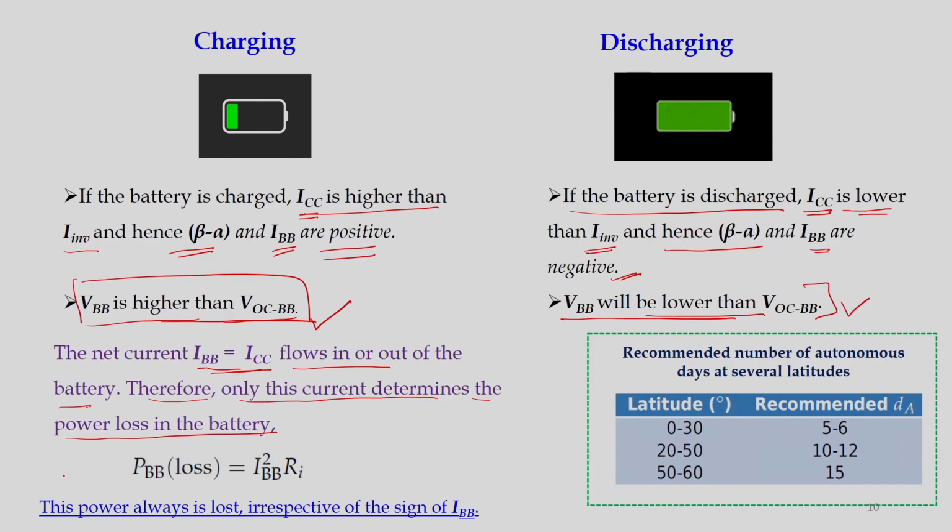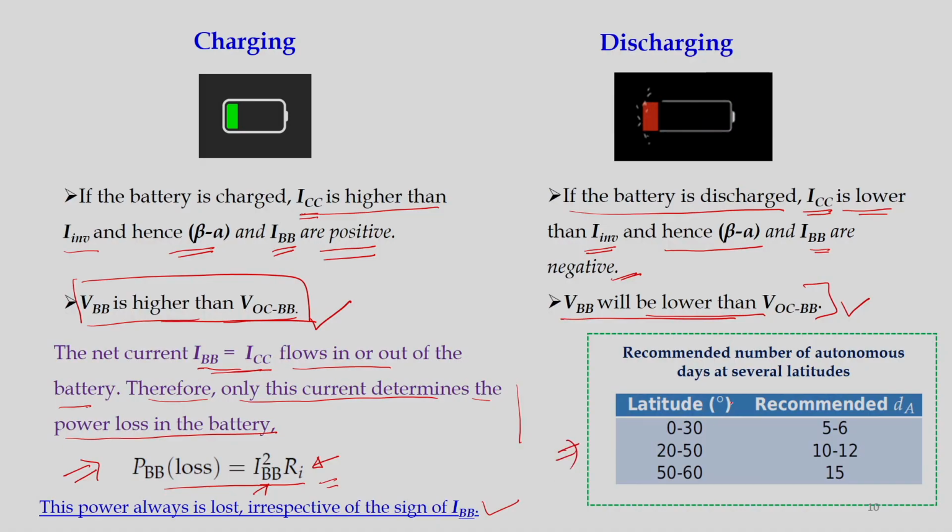So, how can we write this power loss? PBB is something like IBB square into Ri, since Ri is the internal resistance of this battery, and IBB is the current flowing through this battery bank. So, this power is always lost, irrespective of the sign of IBB. This is very important: the amount of power lost due to this resistance. We will come back to this autonomy.